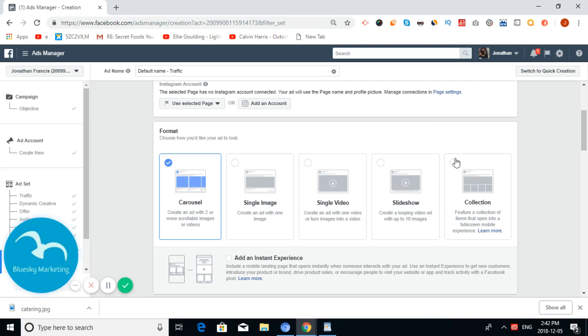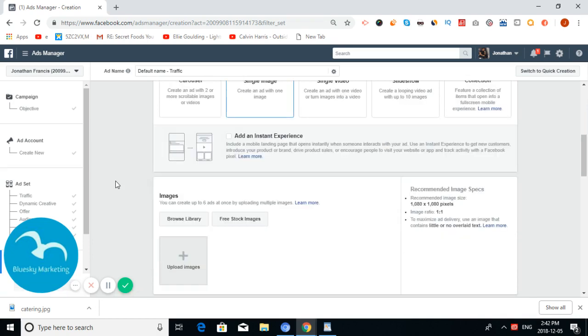Collection, I never ever tried that. It's not really popular at all. That's why they have the learn more button. They want you to learn more about it. But for the sake of this video, I'm going to click single image. And that's just an ad where you have one image only, and you're going to see right now how we break it down and put it up.